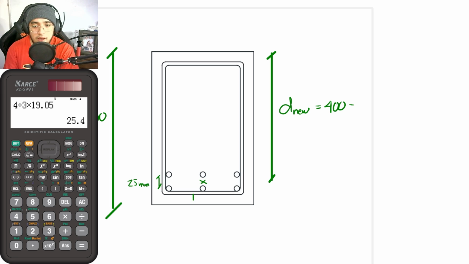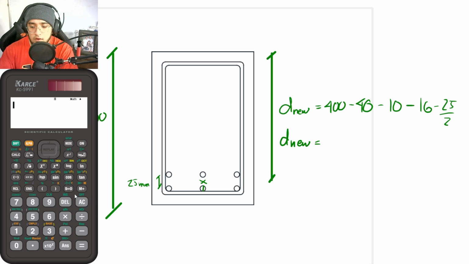So from that, 400 minus the concrete cover of 40, minus the bar diameter of the shear reinforcement, that is 10, minus 16, minus half of 25, so 25 over 2. So D new is 400 minus 40 minus 10 minus 16 minus 12.5, or 25 over 2. So my D new is now equal to 321.5 mm.